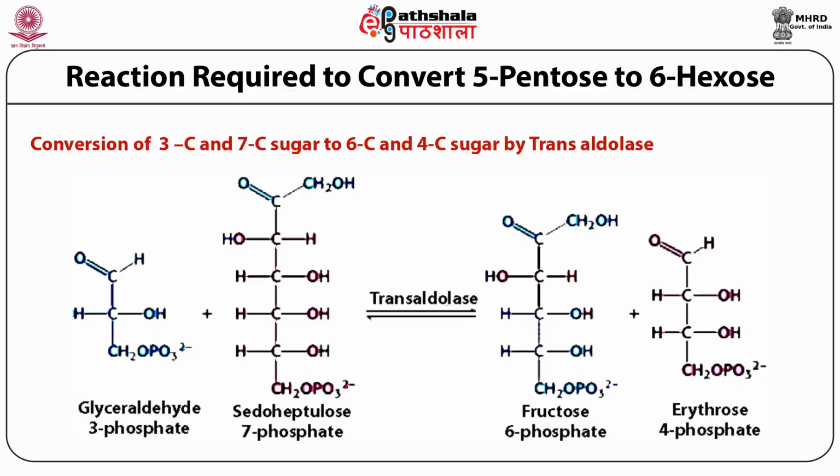The following figure shows the reaction required to convert 5-carbon pentoses to 6-carbon hexoses. Again, transaldolase catalyzes transfer of 3 carbons from sedoheptulose 7-phosphate to glyceraldehyde 3-phosphate to form erythrose 4-phosphate and fructose 6-phosphate.